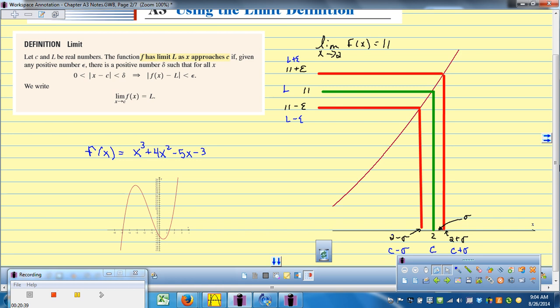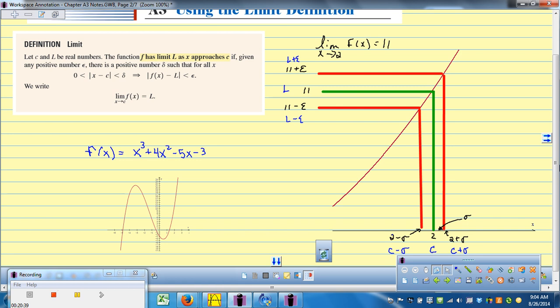So to get the delta that corresponds to that epsilon, we take our L plus epsilon to get up here, we come over to our function, and we drop down. Okay? And the delta is the distance from my c to wherever that red is. Okay? So that's a delta. And then I get another delta by subtracting the epsilon, coming over and down, and this is another delta. They could be the same if we're symmetrical about the point that we're interested in, but they could be different as well. All right, so I have two possible deltas.